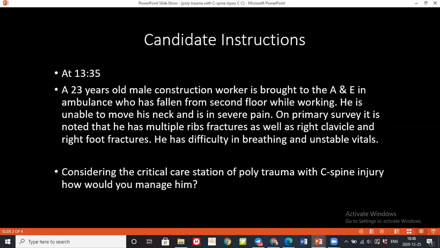If the patient is not responding to that, we can go for oropharyngeal or nasopharyngeal tubes. Since the patient has a C-spine injury, we'll do the chin lift and jaw thrust maneuver. Along with airway management, if the patient does not respond, we might have to go for intubation, or even cricothyrotomy and tracheostomy.